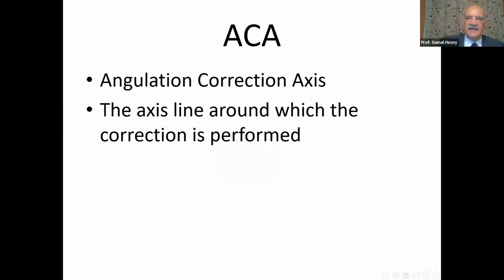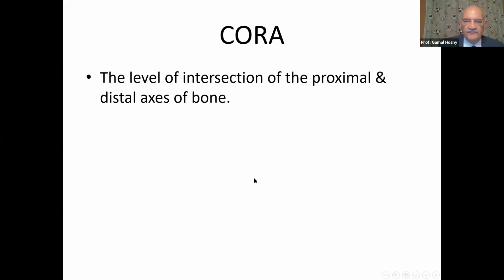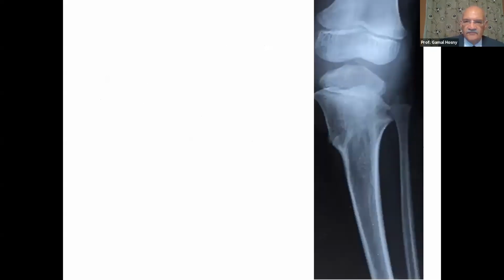What's ACA? ACA is angulation correction axis, the axis line around which the correction is performed. The Cora is the level of intersection of the proximal and distal axes of bone. You see here we have a deformity. This is a metaphyseal deformity. This should be the Cora or the apex of the deformity.